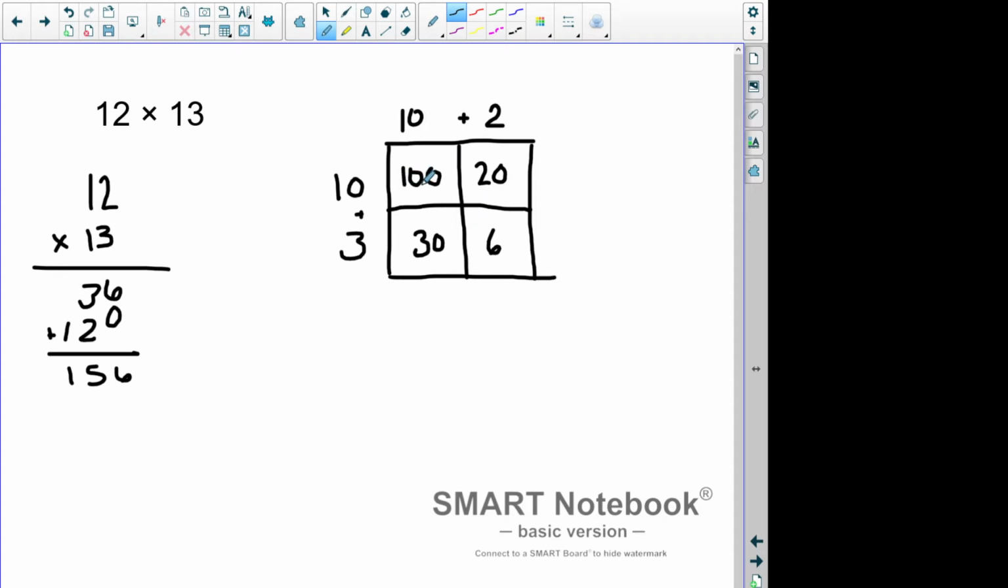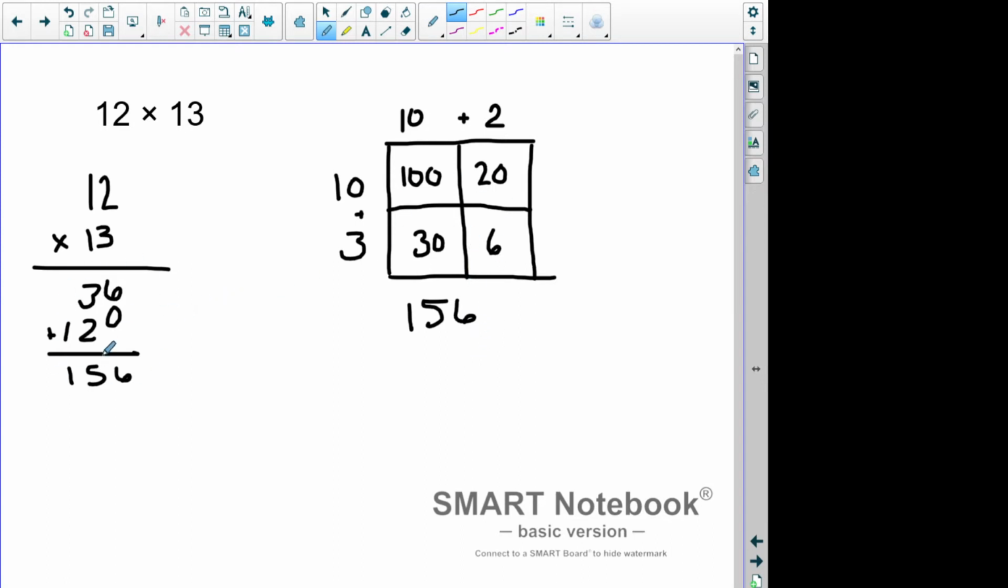And if I look here, I have the hundreds spot, so it's going to be 100. Here I've got 30 plus 20 is 50, so I've got 50, in the 5 and the 10 spot, and then 6 here in the last spot, so I got 156. So that's another way of doing that.